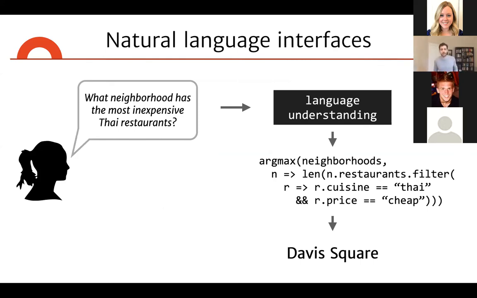One of the big things that we want to do in natural language processing generally, and the kinds of things that we want to build, are natural language interfaces to software systems. So if I have a database of information about restaurants, I want to give people the ability to ask complicated questions, like what neighborhood has the most inexpensive Thai restaurants, and to automatically map that unstructured natural language input into some kind of structured executable representation of meaning that I can then hand off to a computer system that can actually compute the answer to the question. For example, by running a little computer program or running a database query or something of that kind.